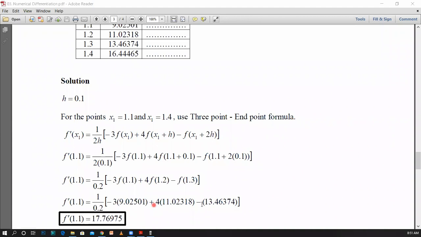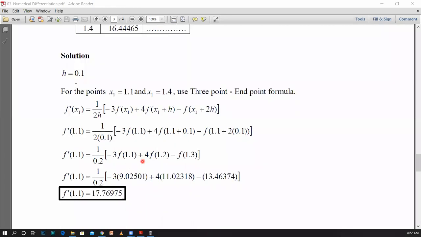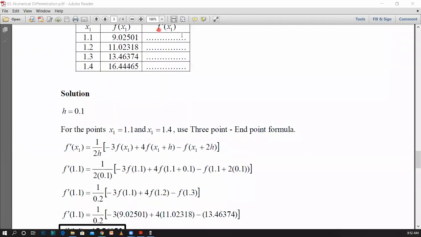Here, if I explain this again, this 9.02501 is the value for the function f at the given point 1.1. Here we need to identify f(1.2). f(1.2) is this value, 11.02318. You can see it here. For f(1.3), you can see the value is 13.46374. Likewise, you can get the values for f'(1.1). Then you can use this to identify. Now we have finished this part.